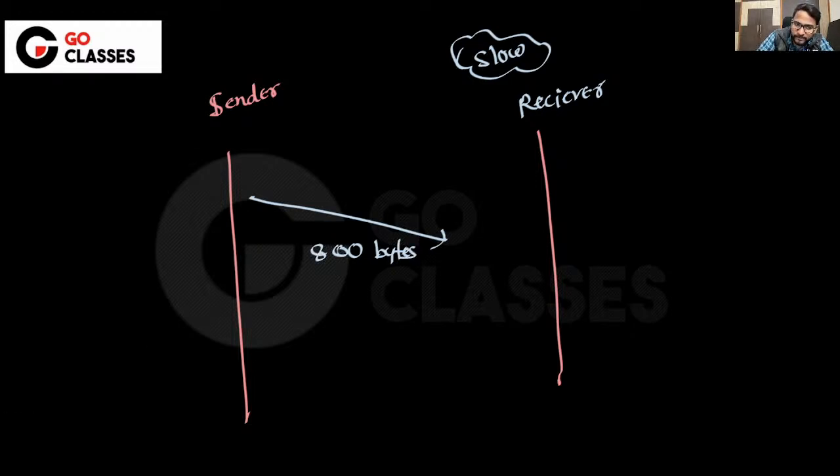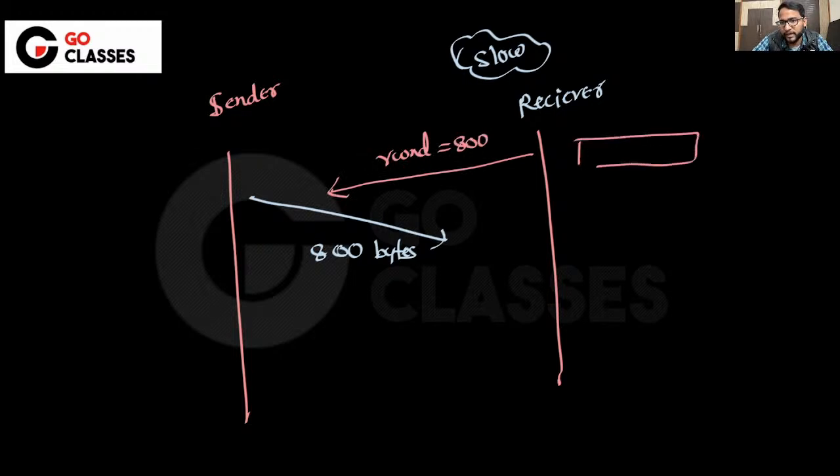The receiver is saying that initially you can send me 800 bytes. I mean, the receiver is saying that my buffer is empty, so you just send me 800 bytes, and I can eat up all 800 bytes. And you send 800 bytes actually, right? Now what will happen? The receiving buffer is full, right?